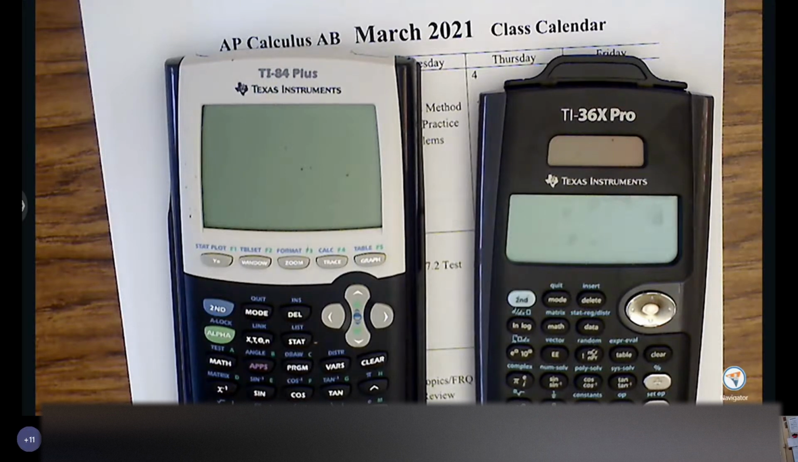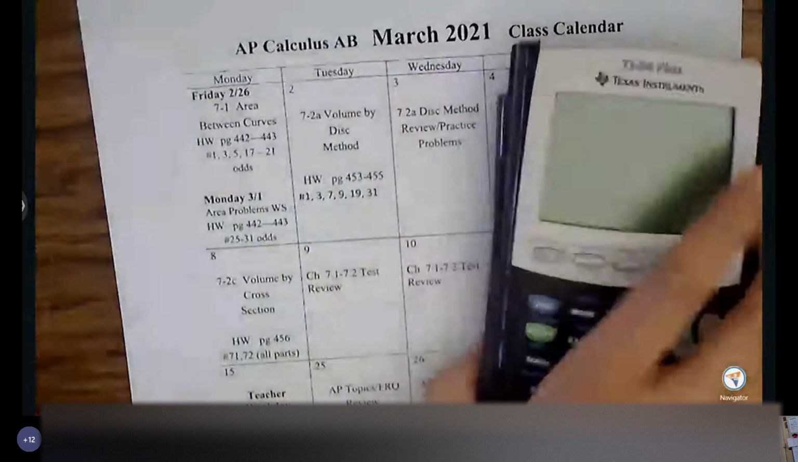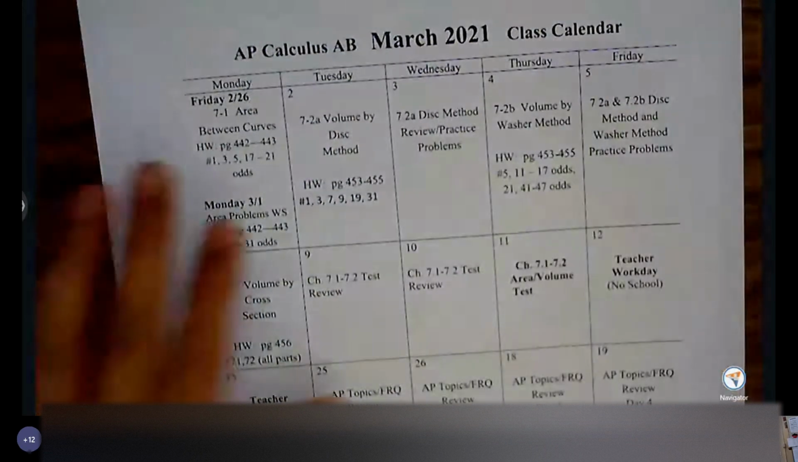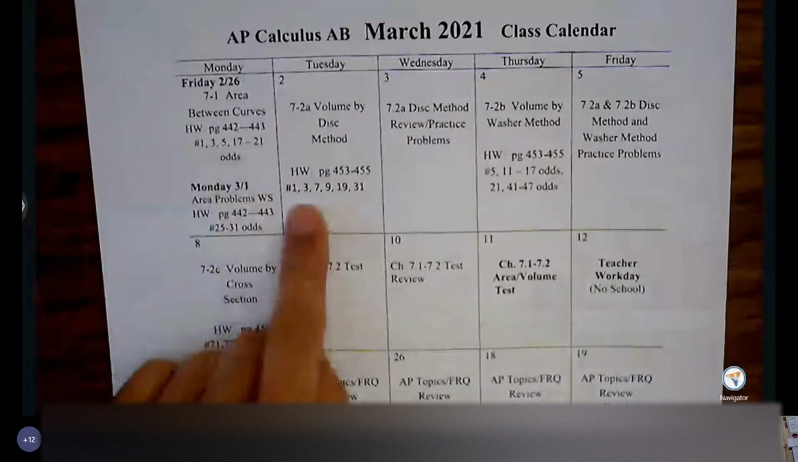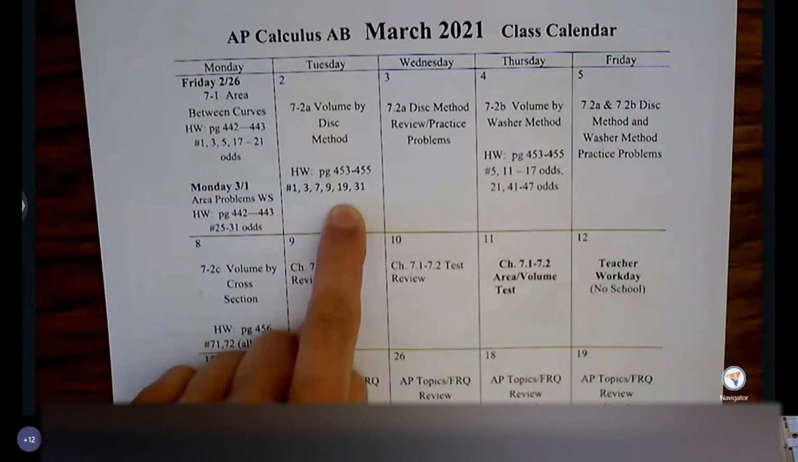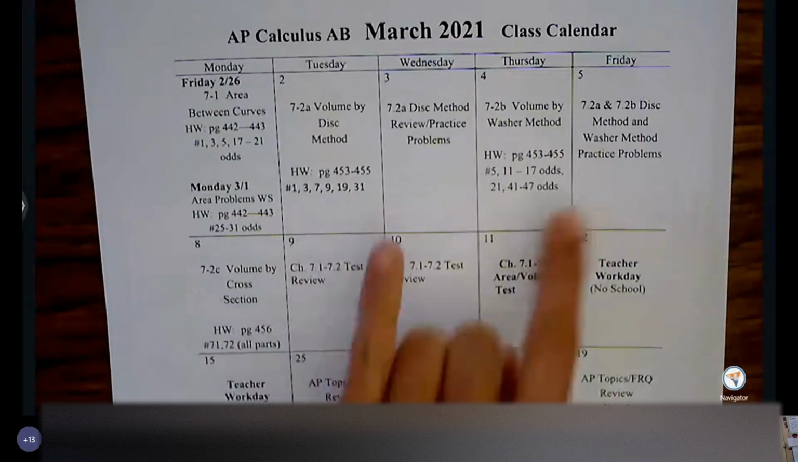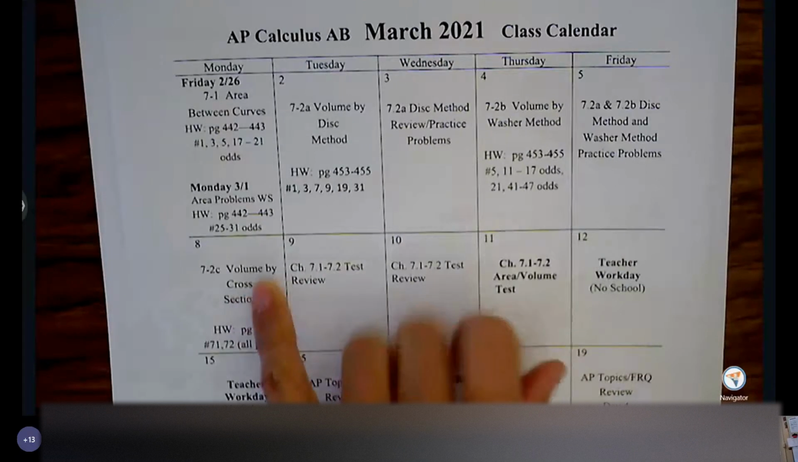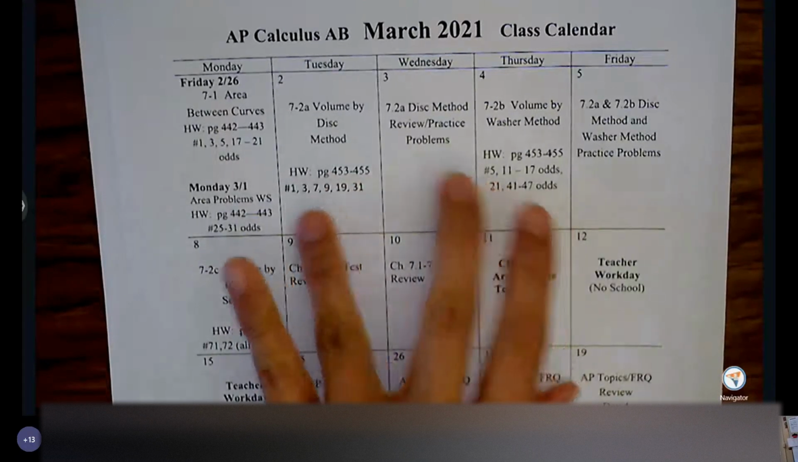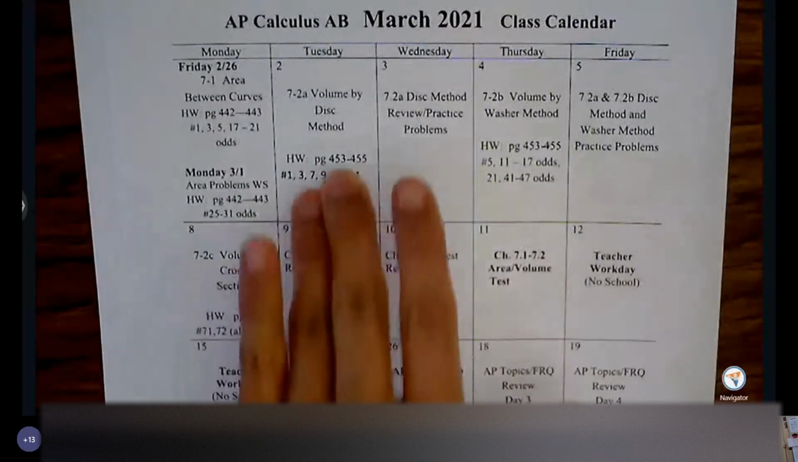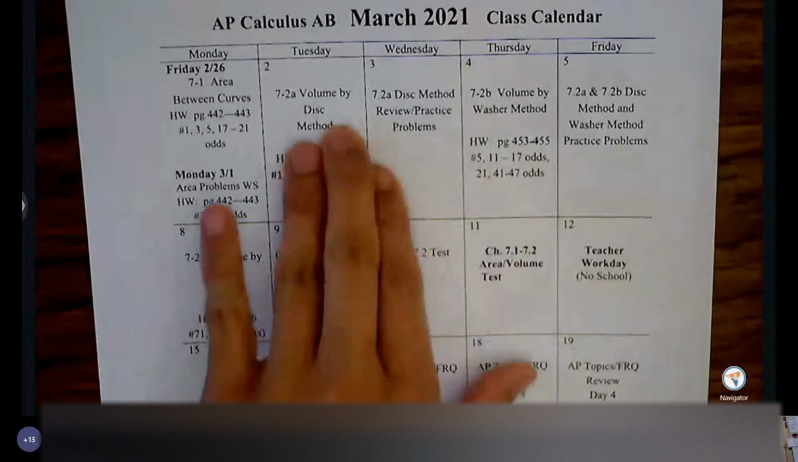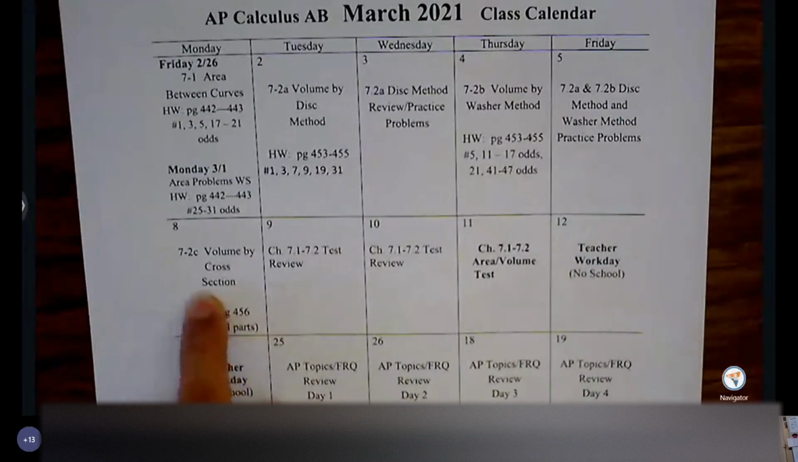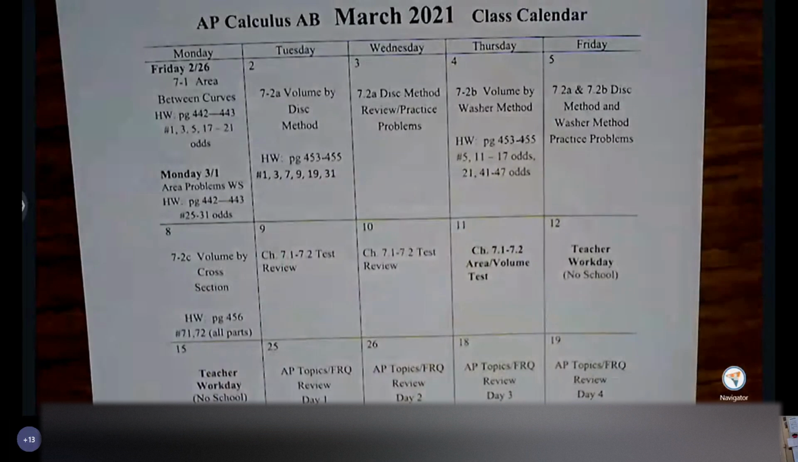All right, so after today and Monday, on Tuesday we're going to start volume by this method. So 7.2, it's just one section, but we're splitting it into 3 days, or 3 topics: the disc method, the washer method, and volume by cross section. So just volumes of different shaped objects, in different orientations.